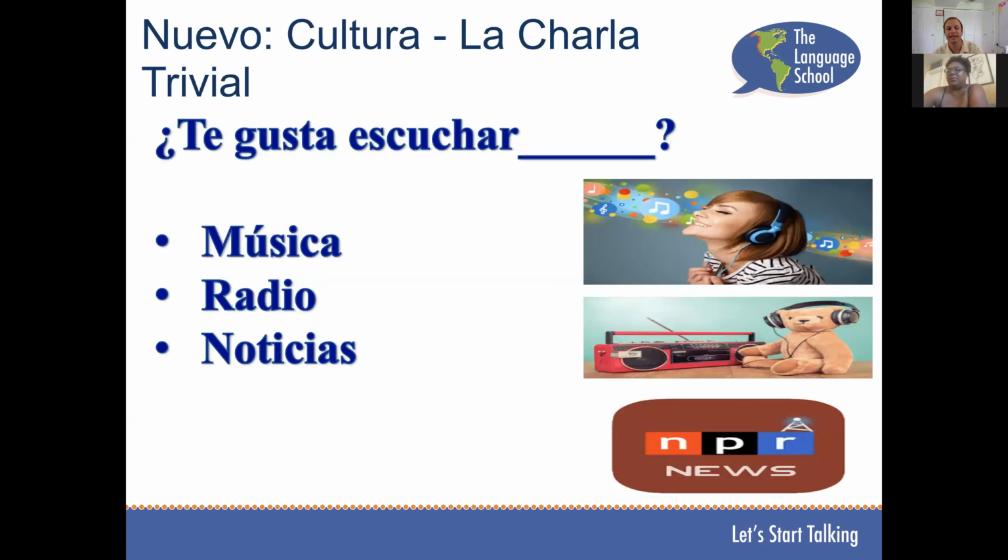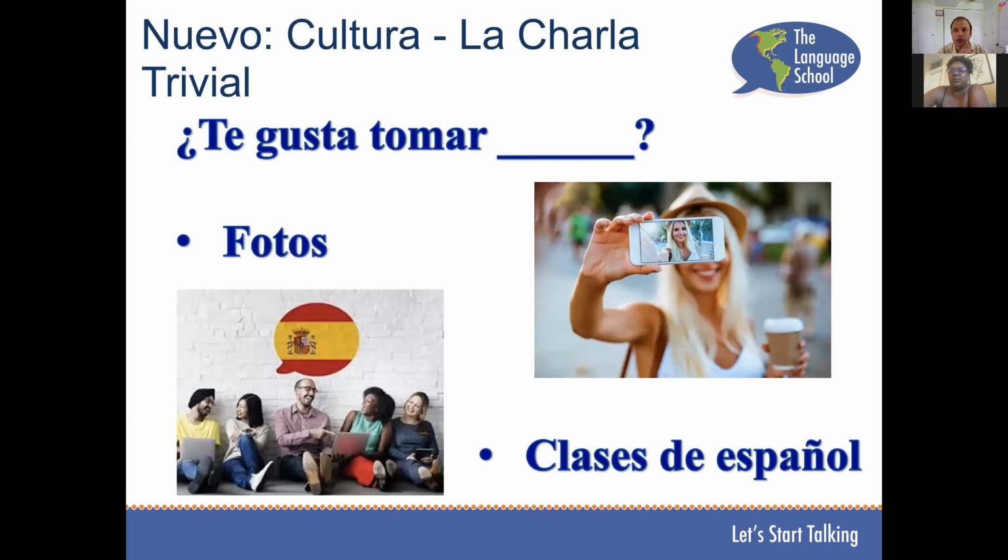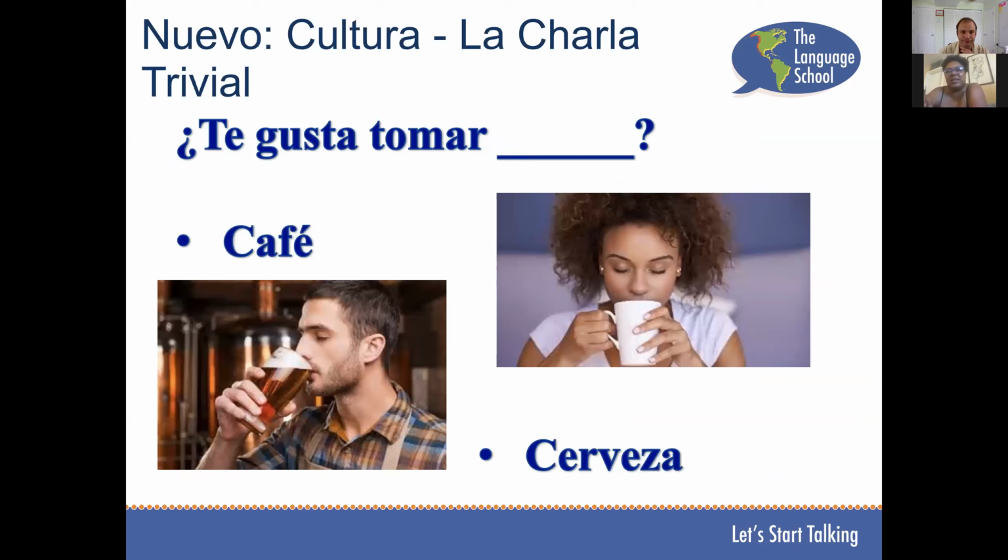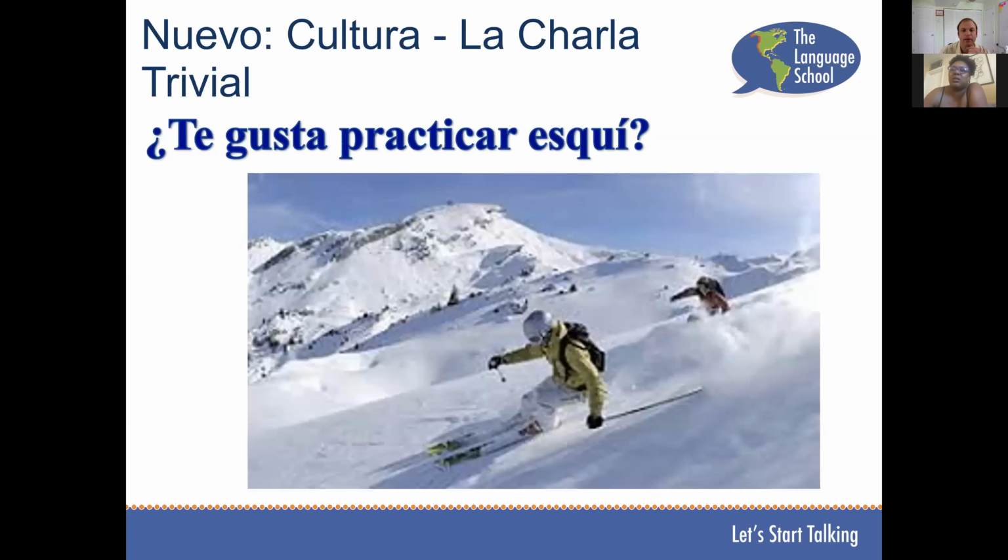Muy bien. ¿Te gusta escuchar música? Sí, me gusta escuchar música. ¿Te gusta escuchar radio? Sí, me gusta escuchar radio. ¿Te gusta escuchar noticias? Sí, me gusta escuchar noticias. ¿Te gusta tomar fotos? Sí, me gusta tomar fotos. ¿Te gusta tomar clases de español? Sí, me gusta tomar clases de español. ¿Te gusta tomar café? Sí, me gusta tomar café. ¿Te gusta tomar cerveza? Sí, me gusta tomar cerveza. ¿Te gusta practicar esquí? Sí, me gusta practicar esquí.